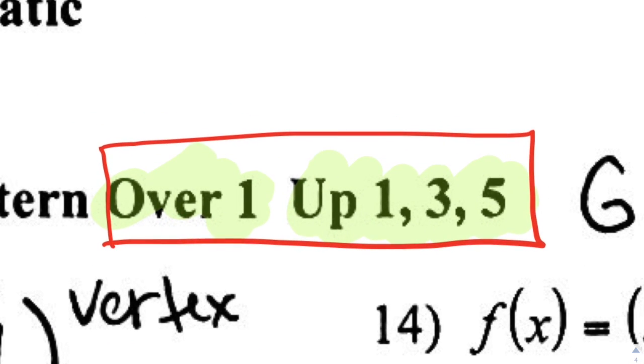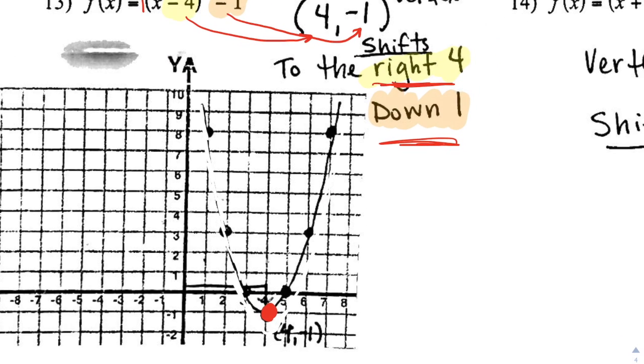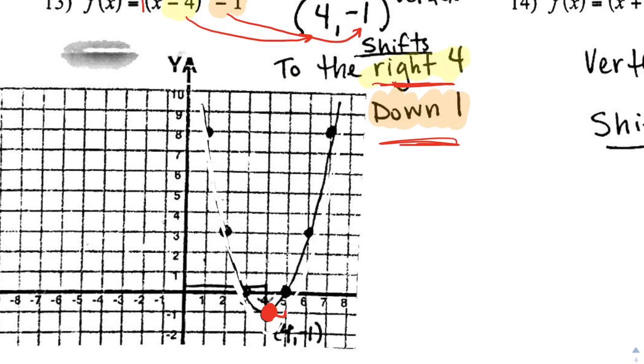So I'm going to use over 1, up 1, over 1, up 3, over 1, up 5 on both sides of the vertex. So I'm going to go over 1, up 1, and there's my first point, and then over 1, up 1, my second point. And then from those points I would go over 1, up 3, over 1, up 3. Notice that's where my graph lied, over 1, up 3. And then because it'll fit, I could do the last pattern, over 1, up 5.